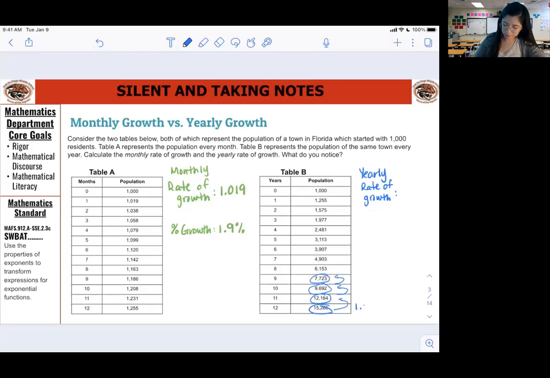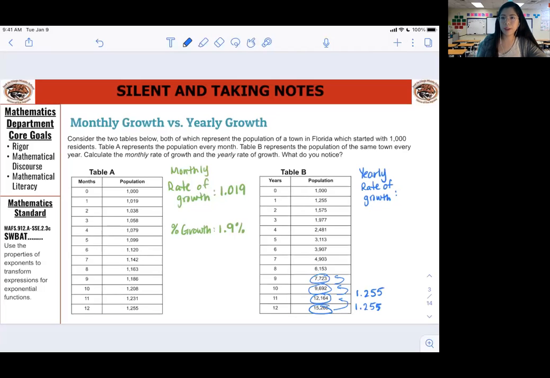1.2577. So the first one, 1.2555 is what I got. But you might see it changes a little bit each time. Oh wait, no, the first, sorry, that was wrong. 15,266 divided by 12,164. Yeah, 1.255. 12,164 divided by 9,692. 1.255.